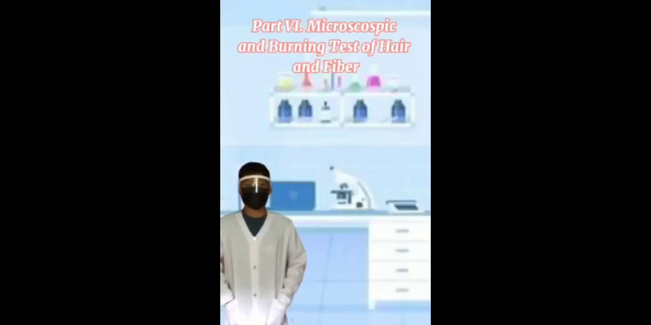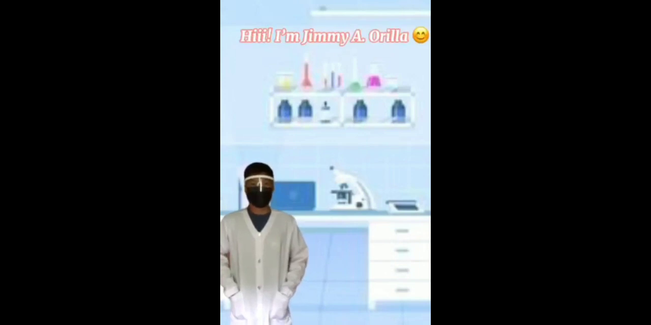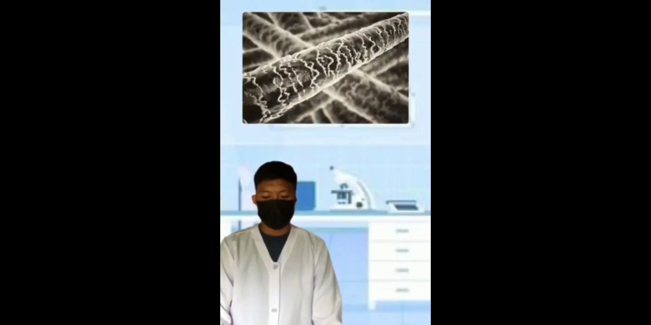Good day everyone, this is part 6 of laboratory work number 5, which is the microscopic and burning test of hair and fiber. And this is Jamie A. Aurelia. Here is the analysis of set A, which is the microscopic test of human hair and the fiber. In the microscope, the color of human hair strands is colorless and the medulla is not available. On the other hand, the fiber is more complex than the hair because it has different edges.